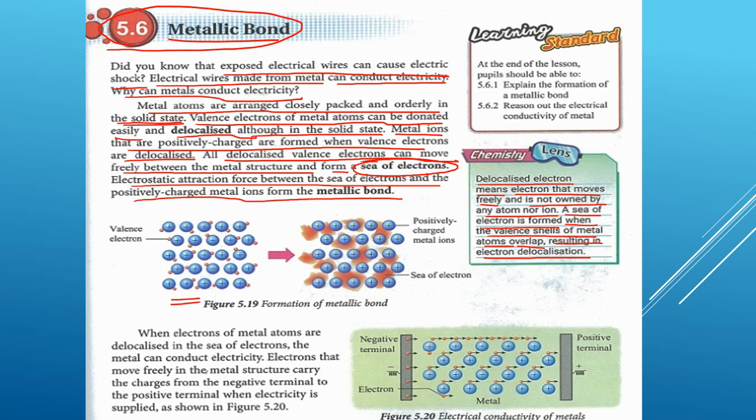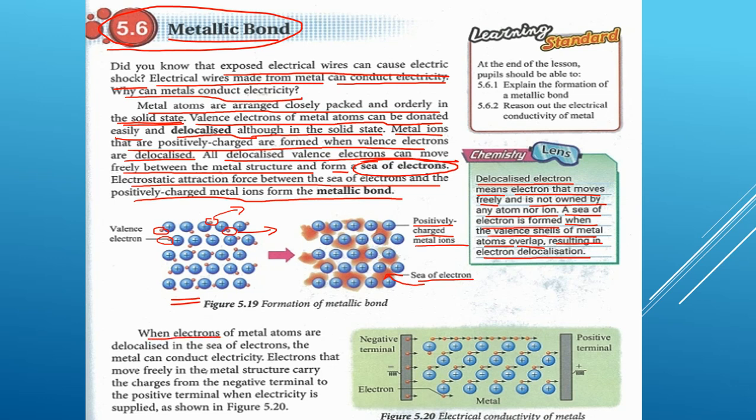So this is a metal atom. Metal atoms are arranged closely packed in solid state. They have valence electrons here. This is the valence electron. What happens is the valence electrons of the metal atom can be donated easily or delocalized. When they are delocalized, they form a sea of electrons. So the electrons have been delocalized, forming a sea of electrons. Now what happened? Positively charged metal ions are formed.